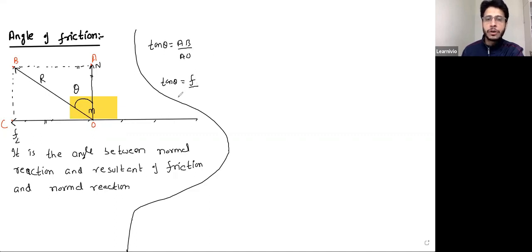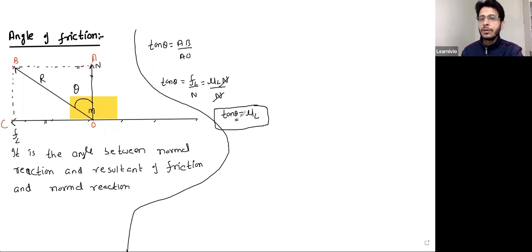And this is limiting friction, since the body is at rest, so the friction is limiting. Divided by AO, and AO is normal reaction. You can write the force of limiting friction as mu L into N, divided by N. This N will cancel this N and you will get that tan theta is mu. So this is the use of angle of friction. If you have the angle of friction, then the tangent of the angle of friction will give you the coefficient of friction.